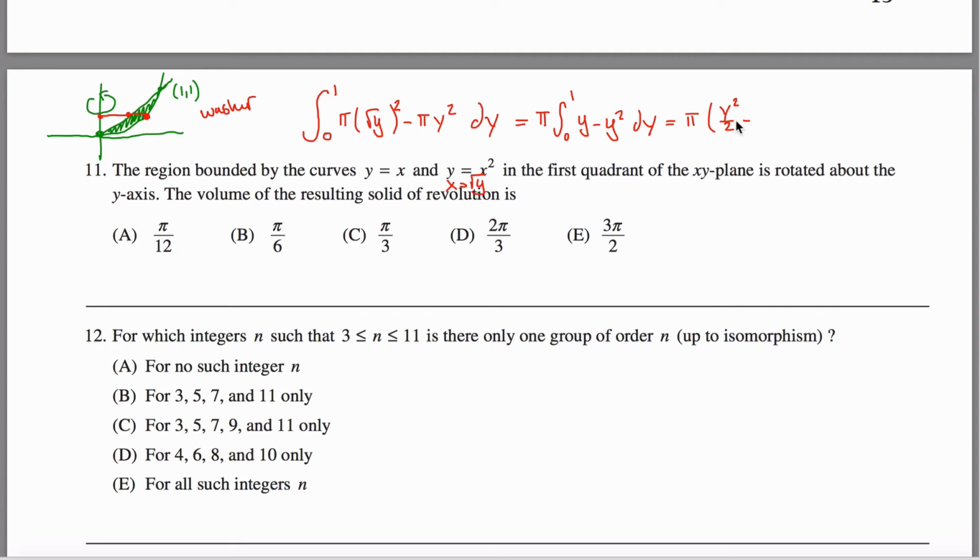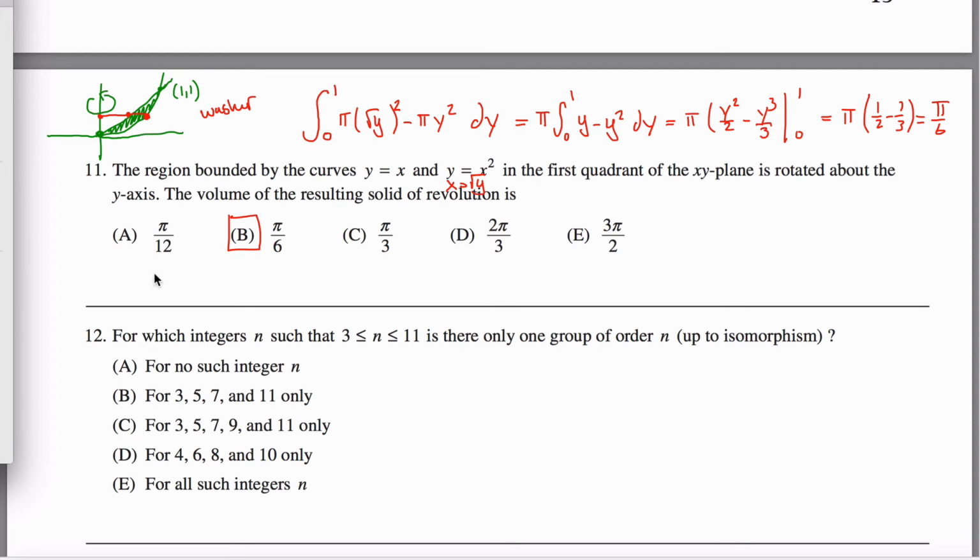And the antiderivative of y squared, it's hard to write one thing and say something else, for me anyways, would be y cubed over 3. And I want to evaluate this thing from 0 to 1. So that's just pi times the difference between 1/2 and 1/3, which is 1/6, because this is 3/6 and this is 2/6. So I get pi over 6 as my answer. So B is the answer to this question.